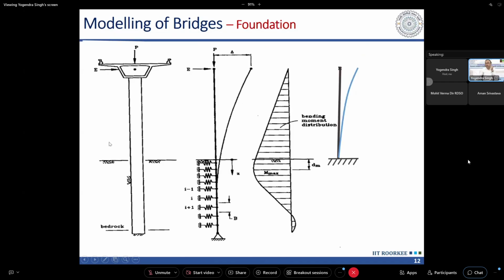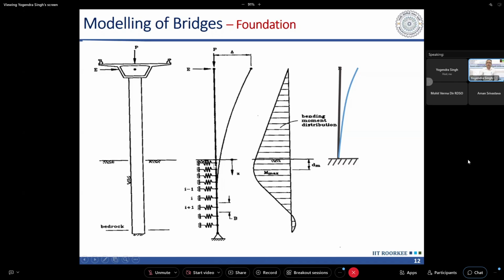Then when we are modeling the soil surrounding the foundations, in some cases, when the foundation deformation is large or significant, it becomes important that we model the foundation also. So foundation, as I said, can be either modeled using continuum or it can be modeled using springs. So for example, here what is shown is a single monopile structure with pier connected to the monopile.